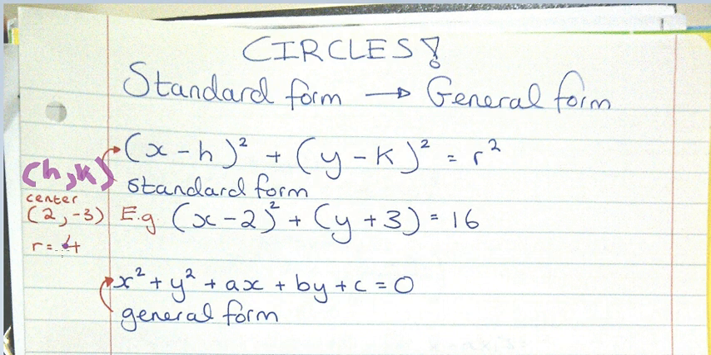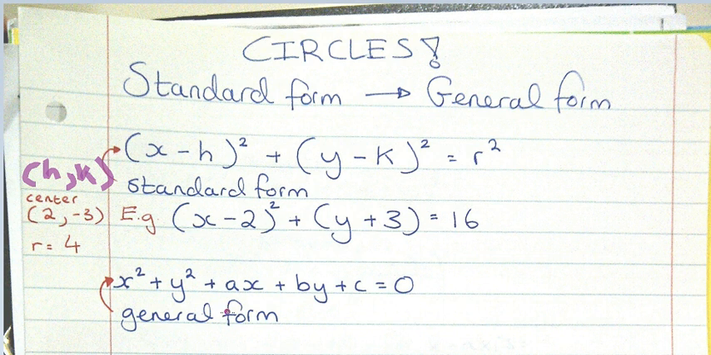And then the next step would be to do the radius. And the radius here is r equals 4, but in the standard form it says r squared. So we need to square the r, which is 4. 4 squared is 16. So that's our standard form done.